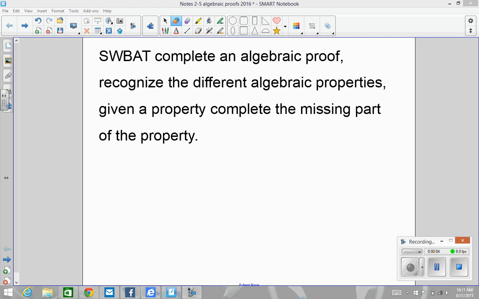Today, students will be able to complete an algebraic proof, recognize different algebraic properties, and given a property, complete the missing parts of the property. You will find a list of all these properties in the back of your packet. It might be good to have your packet out so that you can highlight those as we learn them. Also, in your postulate and theorem sheet, you will have that information.